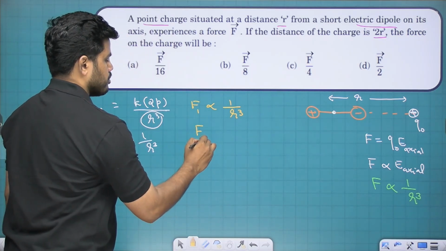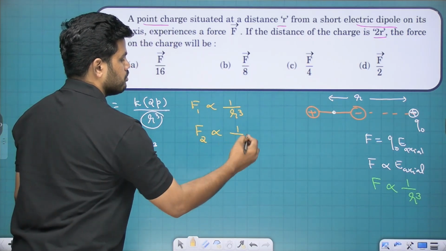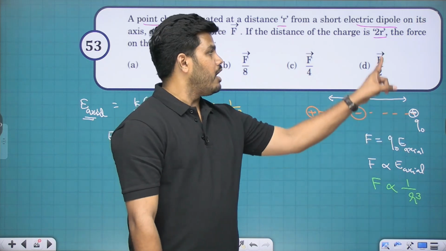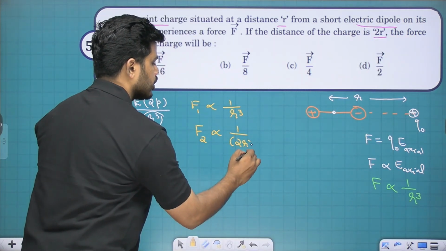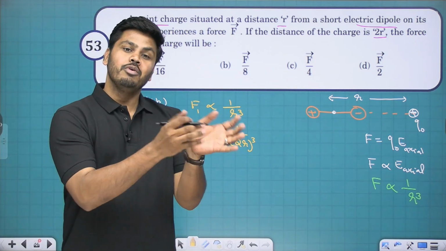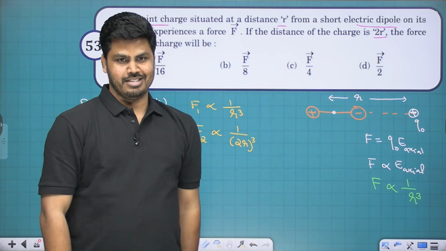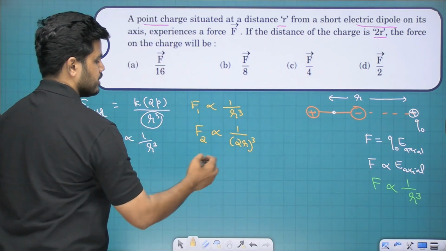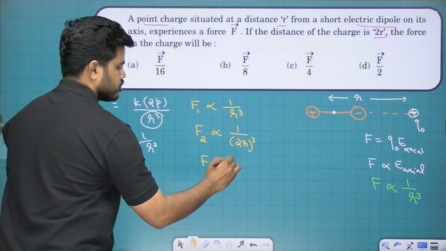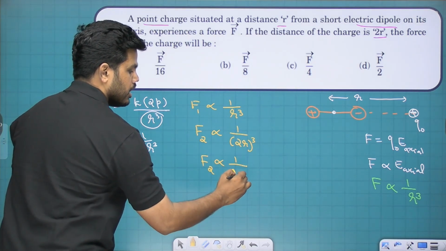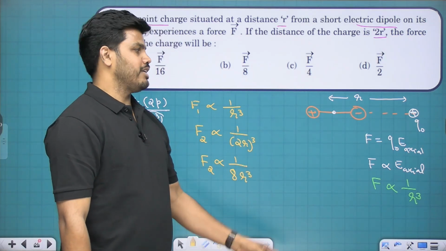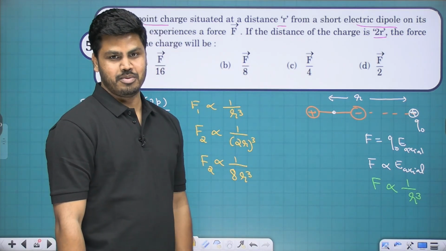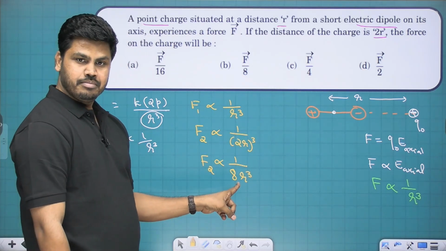What is the second force? F2 is proportional to 1 by r changes to 2r, so that becomes 2r the whole cube, right? Because it is inversely proportional to the cube of the distance. So what will this be? F2 is proportional to 1 by 8 r cube. So without further calculation, you can select the option. It is F by 8 supposed to be, right? Because we got a factor of 8.